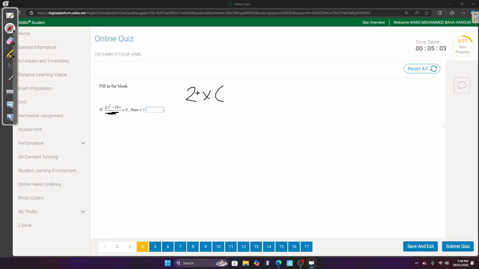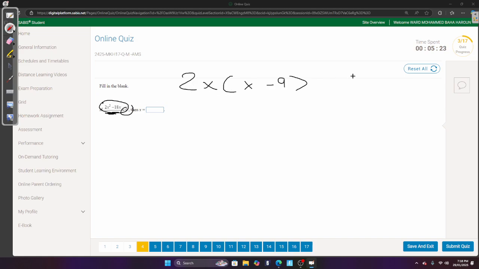And then after we get the GCF, we divide it by all of this. So 2x squared minus 18x, you just divide it by the GCF, okay? After that, you're going to get 2x, you're going to get x minus 9.